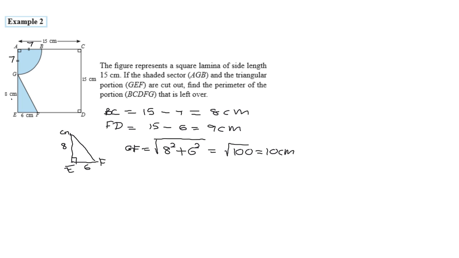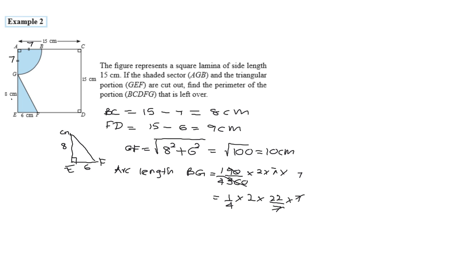Then you have to find this arc length. Arc length BG is equal to 90 over 360, because this is a quarter circle, into 2 pi r, r is here 7. You can cancel this now. 1 over 4, again 1 over 4 into 2, 22 over 7 into 7. 7 and 7 cancel. Then 4, 2, 1, 2, 2 times 11. So then BG is 11 cm.